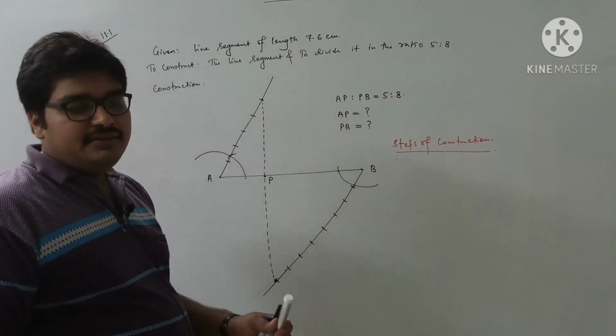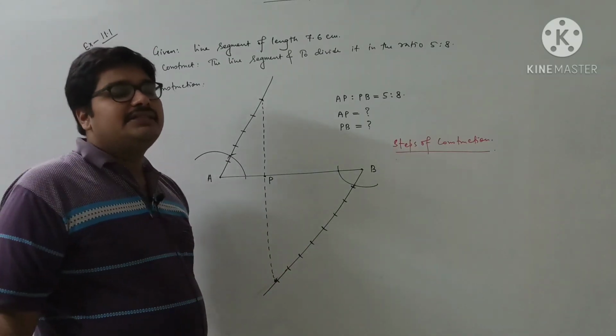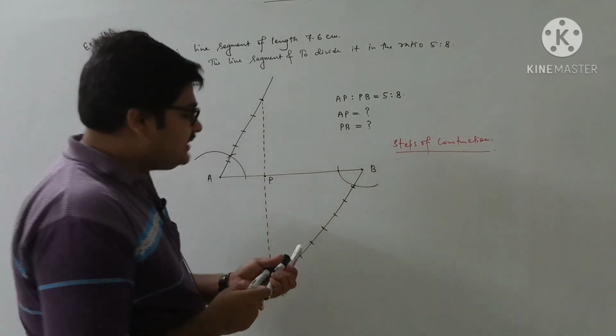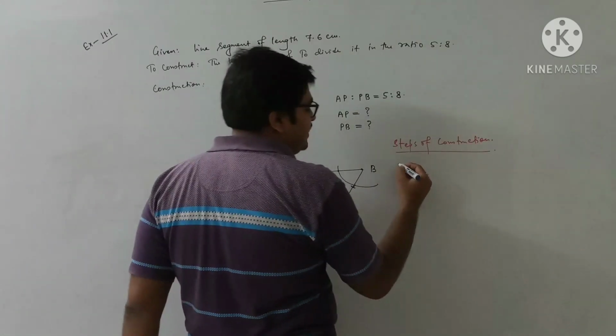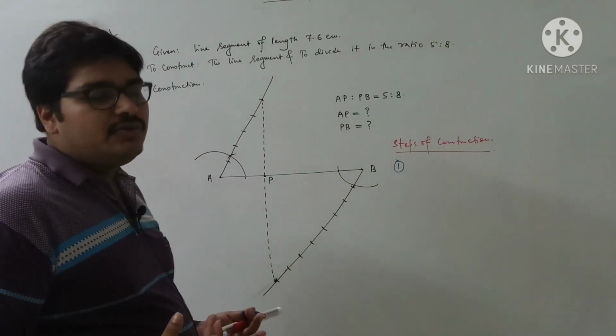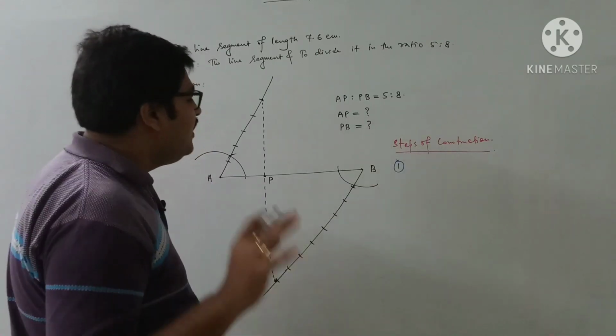This is valid. That's why I told you 2.5 or 3 for construction, and 1.5 or 1 for writing the steps of construction. So let's write the steps of construction. Whatever you have done, you have to write in your own language. Okay? Don't go for bookish language or very complicated language. Let's see whatever I have done.